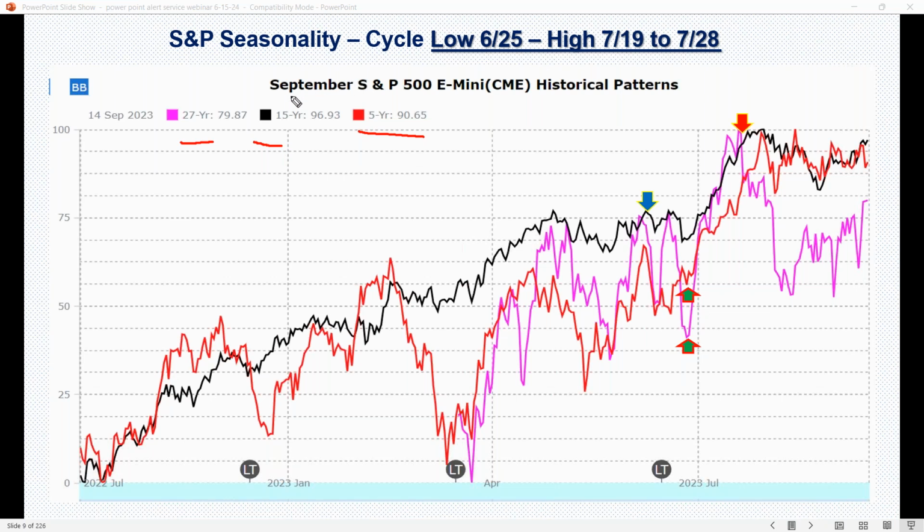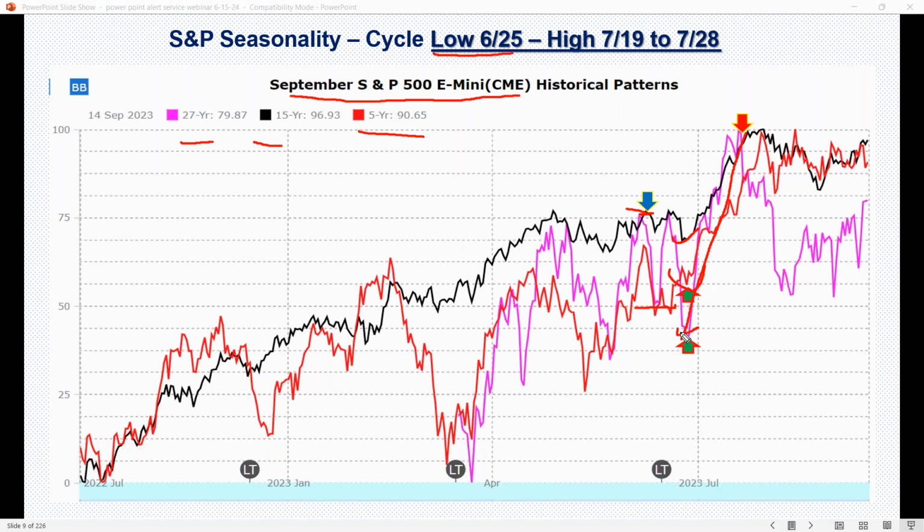Here's the S&P 500 E-mini contract seasonal pattern, and this goes back 5, 15, and 27 years. Now we're coming into a seasonal low, which will be around the 25th of June. We're currently right about here, okay? It's pretty choppy in this range, but we get a pullback, which tends to bottom out right here about the 25th of June. And then you get that 4th of July seasonal rally. That's really been a pretty strong seasonal trend over the last 27 or so years.